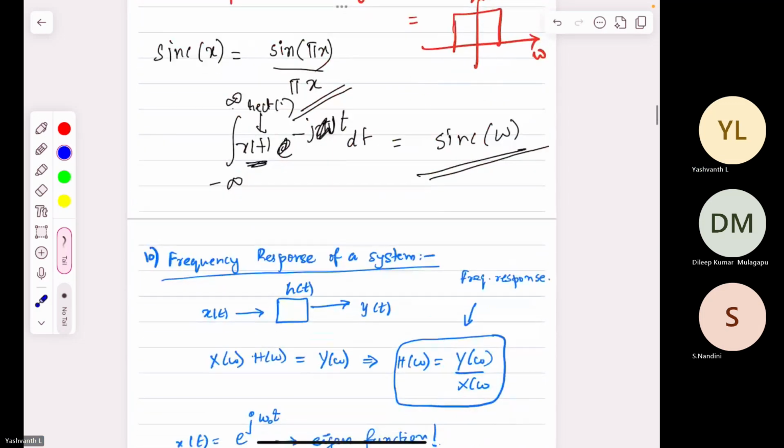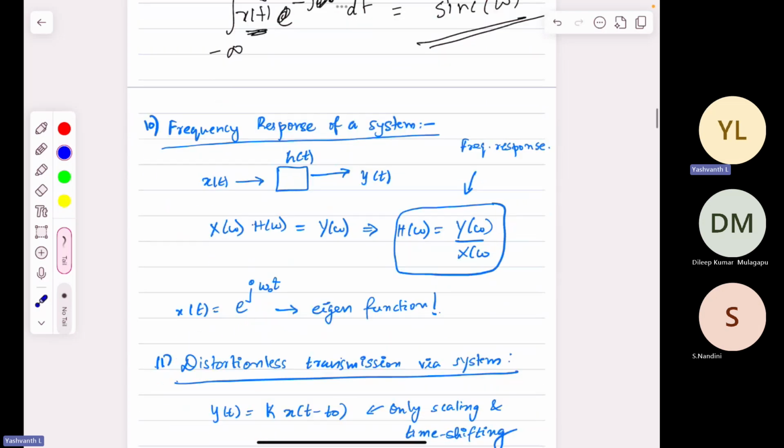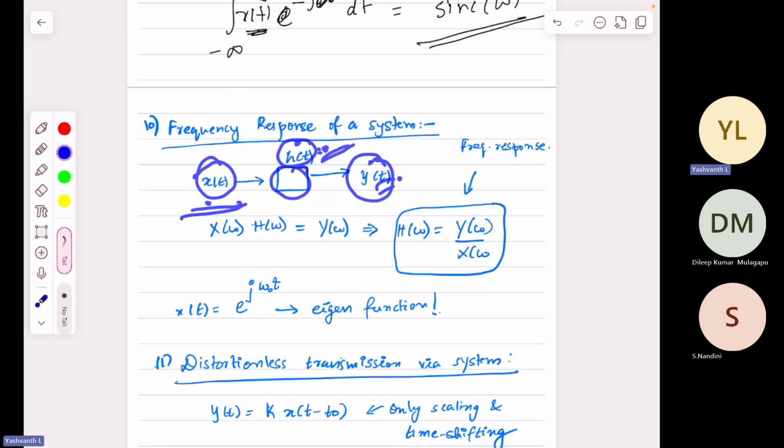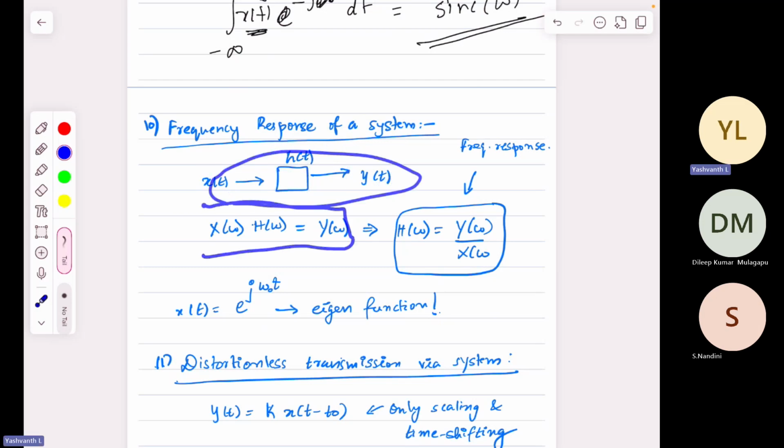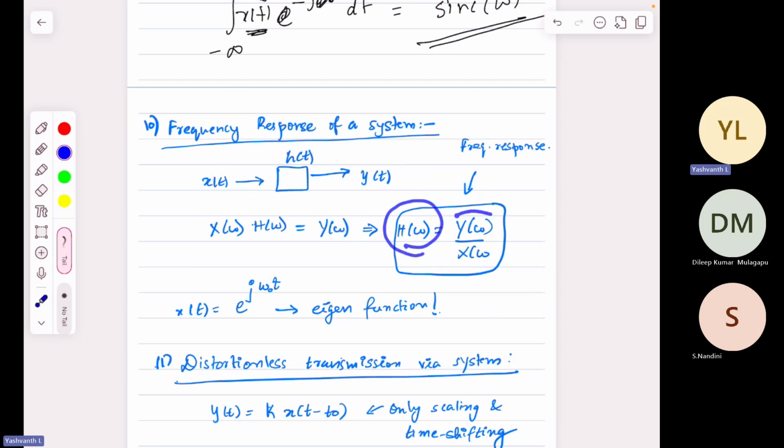Okay. The next is the frequency response of a system. What it says is simple. If you take x of t as an input to a system whose impulse response is h of t, and let's say I get y of t as output. Now, if I take the Fourier transforms of each of these signals, the input x of t, the impulse response h of t, and the output y of t, then they are related by the multiplication property of the Fourier transform, that is X of omega times H of omega is equal to Y of omega, or H of omega is equal to the ratio of the output Fourier transform to the input Fourier transform.